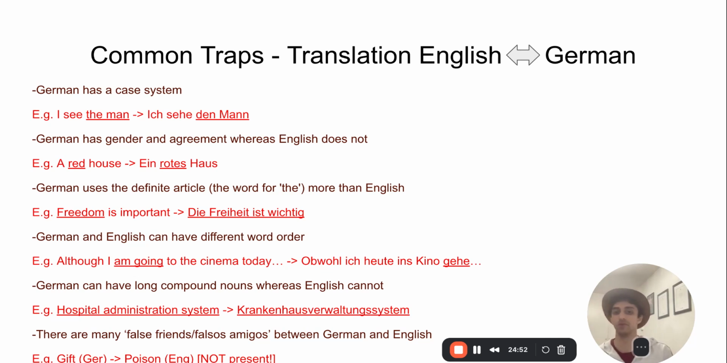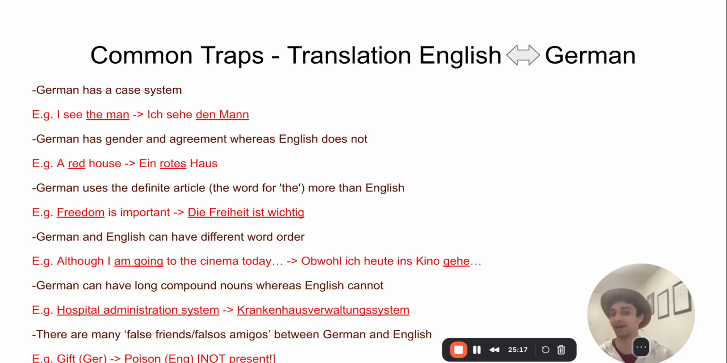So definitely the word order is likely to change when you're translating between these languages. German can have long compound nouns, whereas English can, but definitely doesn't to the same extent. One example is a hospital administration system. You'd never have to translate anything like that for GCSE. This is just to illustrate the nature of compound nouns in German, which is three separate words in English.